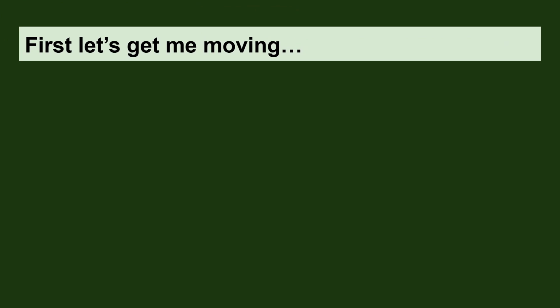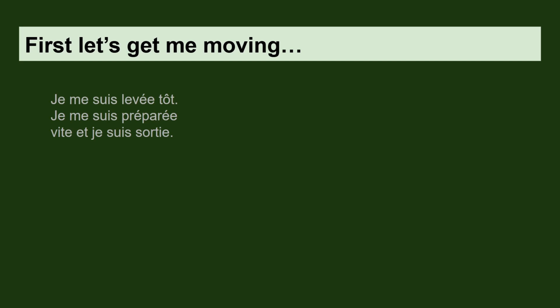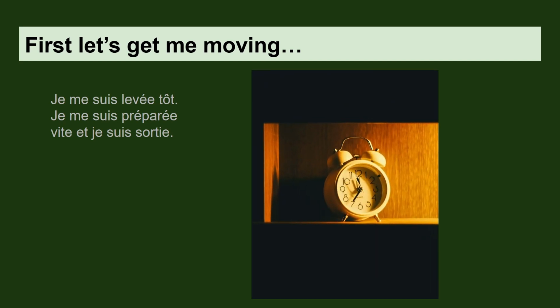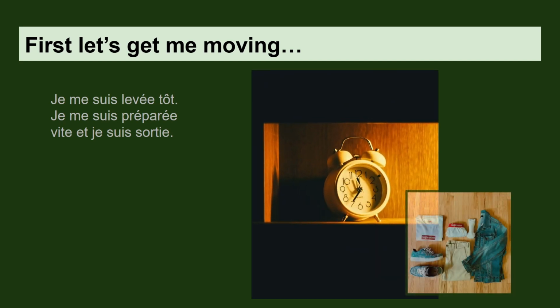So let's try and do this again in the passé composé and the imparfait. Let's try and tell this in the past tense. So, je me suis levée tôt, je me suis préparée vite et je suis sortie. Notice here that I'm using the auxiliary être with the passé composé here because we have reflexive verbs, and reflexive verbs are always conjugated with être. So, je me suis levée tôt, je me suis préparée et je suis sortie. All right. Again, reflexive verbs always conjugate with the verb être.